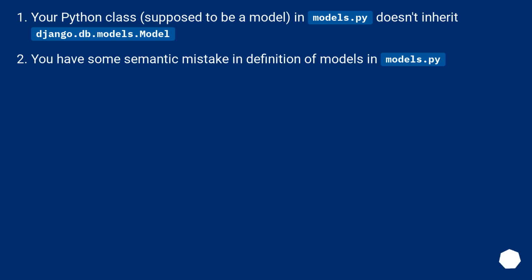Your Python class, supposed to be a model in models.py, doesn't inherit django.db.models.Model. You have some semantic mistake in definition of models in models.py.